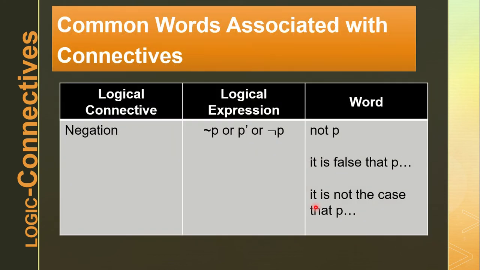Associated words with negation are not, it is false that, it is not the case that. Those are associated words or phrases for negation. So if you encounter it is false that P, that's represented by this one. An apostrophe can also be used as a negation. There are four known symbols for negation: tilde, apostrophe, the symbol, and the bar.